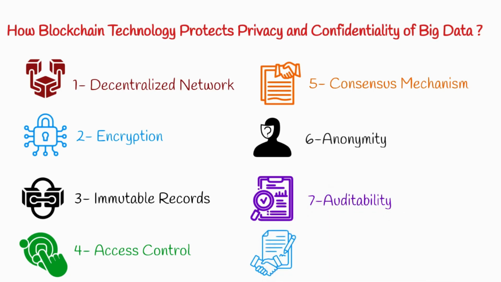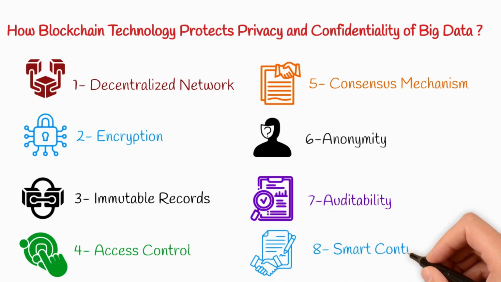Finally, smart contracts enforce privacy rules automatically. These automated agreements ensure that data is shared only according to predefined conditions, adding an extra layer of security to data handling. By combining these 8 techniques, blockchain technology provides robust protection for the privacy and confidentiality of big data. It ensures that sensitive information is secure, tamper-proof, and accessible only to authorized users.